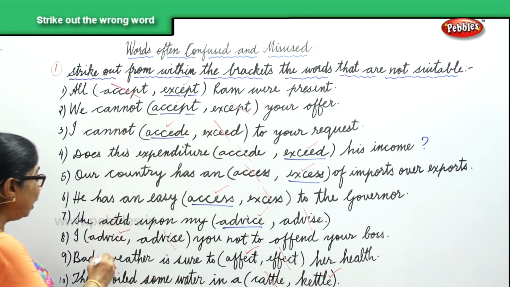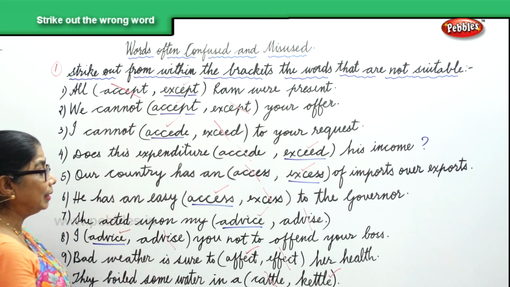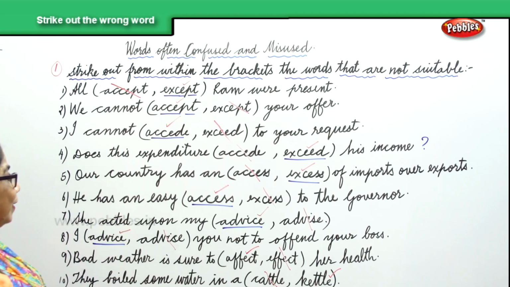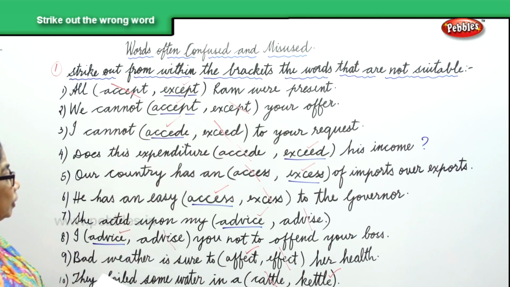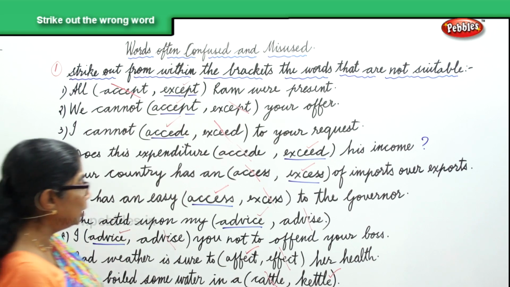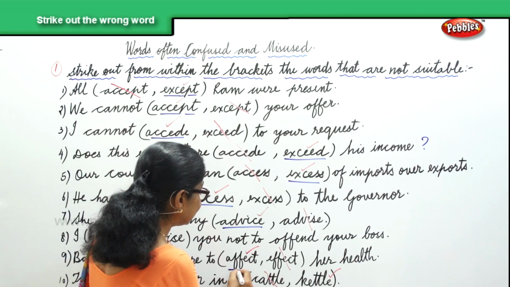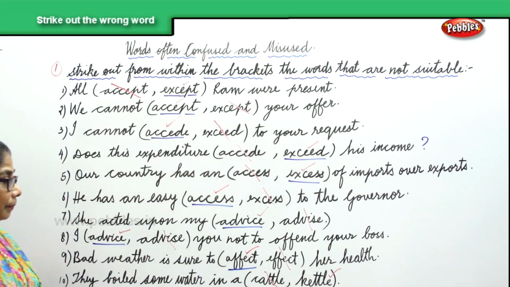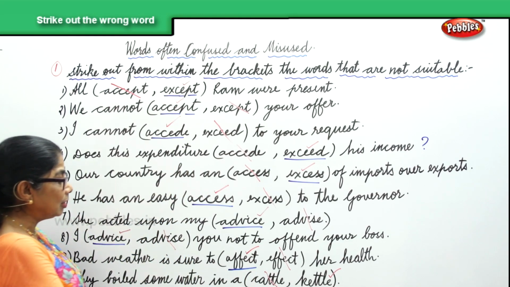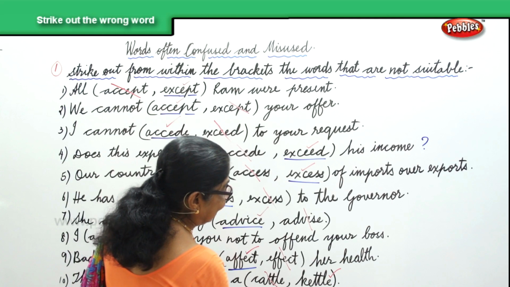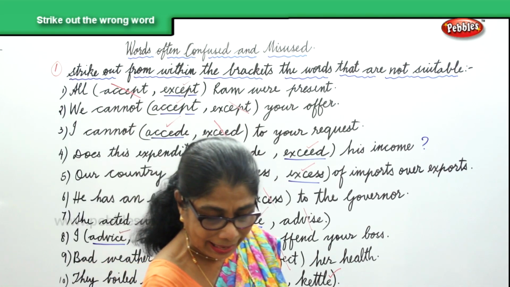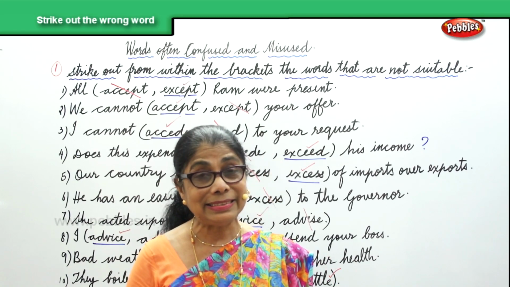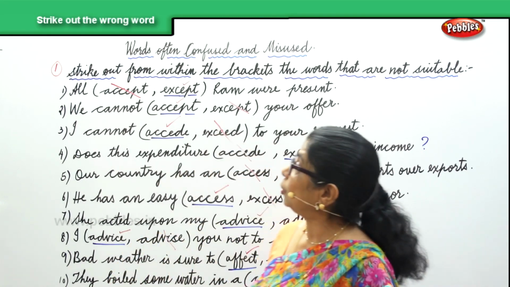Then, I advise you, here it is, I advise you not to offend your boss. Bad weather is sure to affect her health. They boiled some water in a kettle. Kettle is a dish. Cattle is a group of animals. So we have learned to select the correct word.